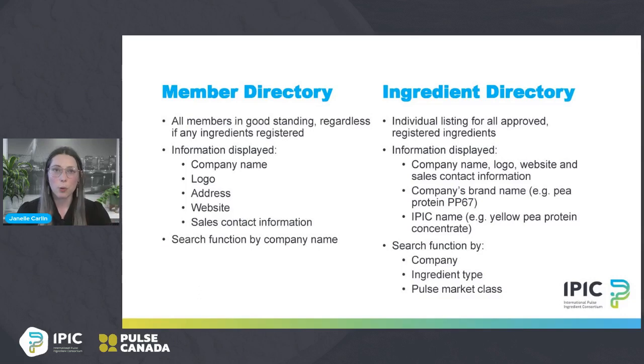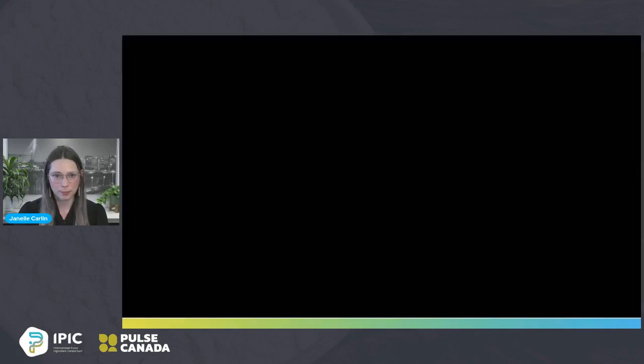So in that ingredient directory, there is an option to search by either company, by the ingredient type. So if you want to look at whole pulse flours, if you want to look at pulse starches, or the option to search by pulse market class. So if you're interested in a flour from red lentil, you can search for that.